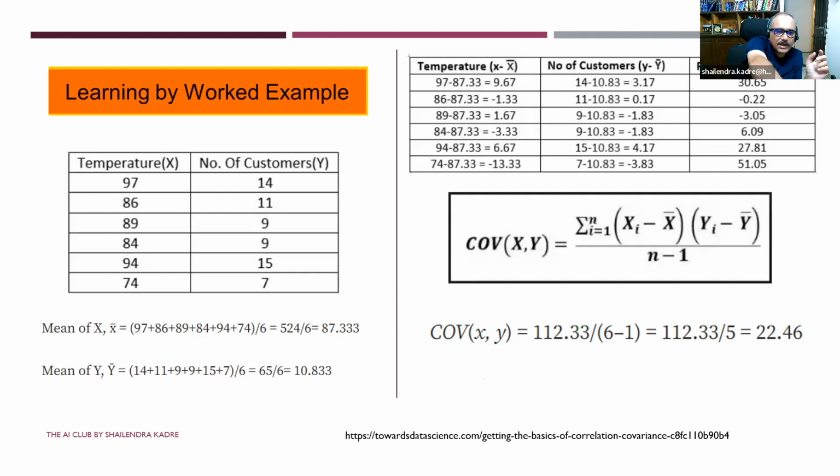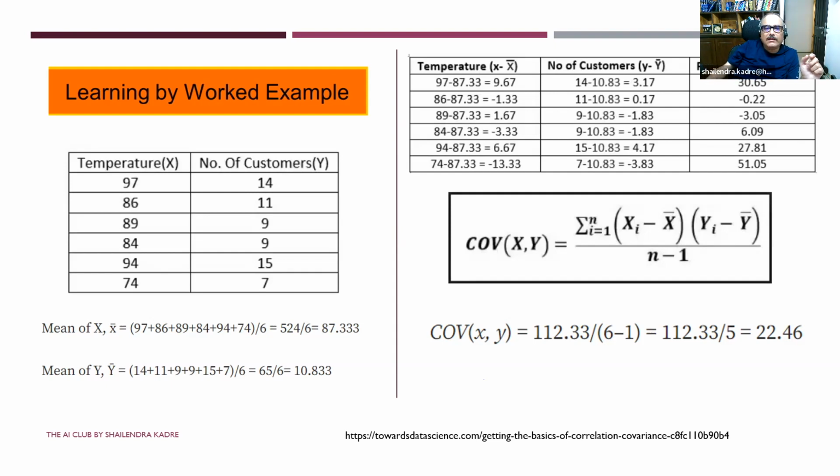From X, there are 6 entries, right? From every entry, you deduct this mean of X. Mean of X is 87.33. So from every entry, you deduct the mean of x. Now come to the right half of the screen. You will see x minus x bar. So 97 minus 87.33, 86 minus 87.33. From every number, he has deducted the mean. Okay, 87.33 is your mean.